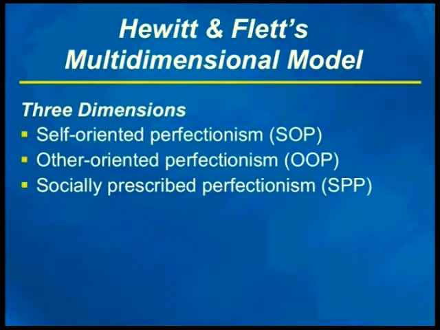Other-oriented perfectionism, which is the belief that other people need to meet my standards. So again, it's focused on, my spouse needs to talk properly, for example, or needs to keep the house clean. Other people at work need to do a good job. And socially prescribed perfectionism. This is a perfectionism that the person believes that others have for them. So other people expect me to be perfect.